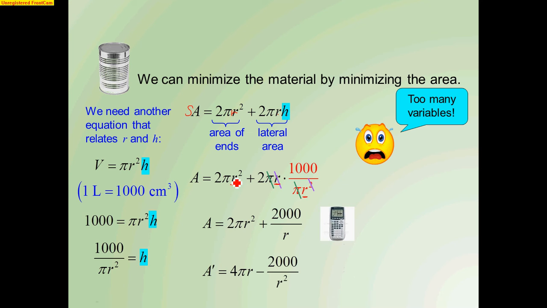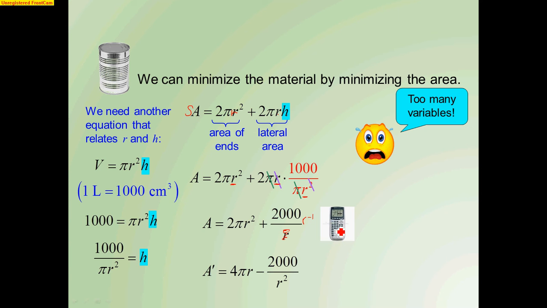So when I take the derivative, bring the 2 down in front, 4 pi r to the first. Remember, this was really r to the negative 1. You want to think about that, r to the negative 1. So I brought down the negative 1 in front, negative 2,000 r to the negative 2.